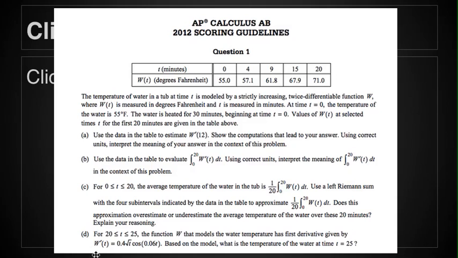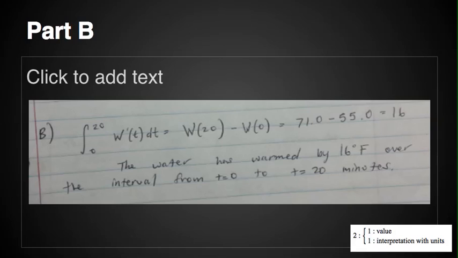Okay, so now we use the correct units to interpret the meaning of the integral in the context of the problem. We just found the net change of the temperature by subtracting the beginning from the end, which gives us 16. And so this tells us that the water has warmed by 16 degrees Fahrenheit over the interval t equals 0 to t equals 20 minutes. 1 point for finding the value of 16, and 1 point for the interpretation.